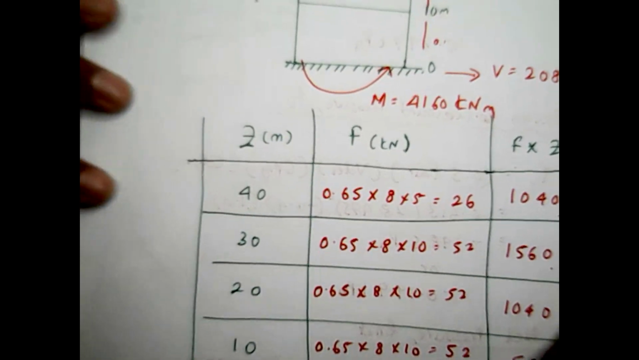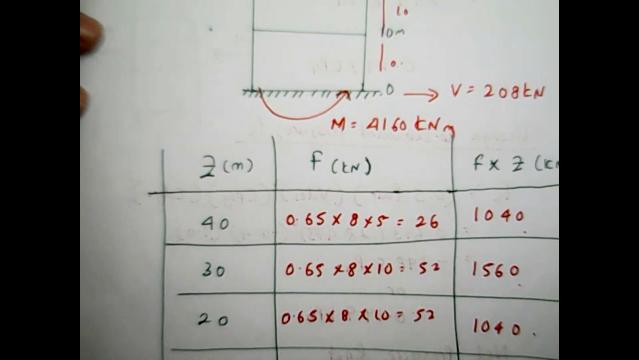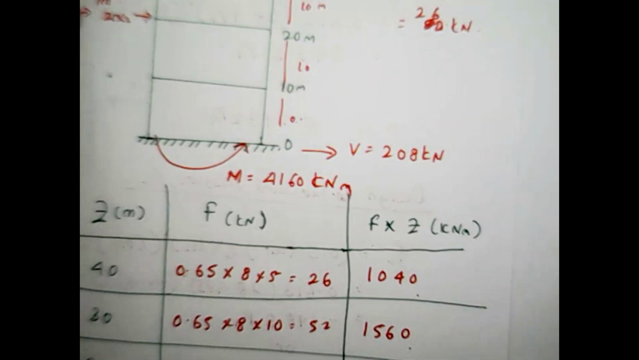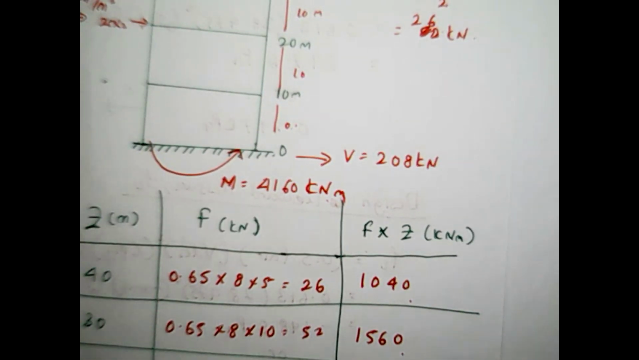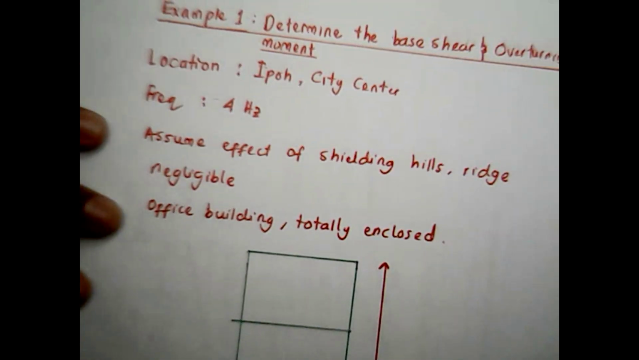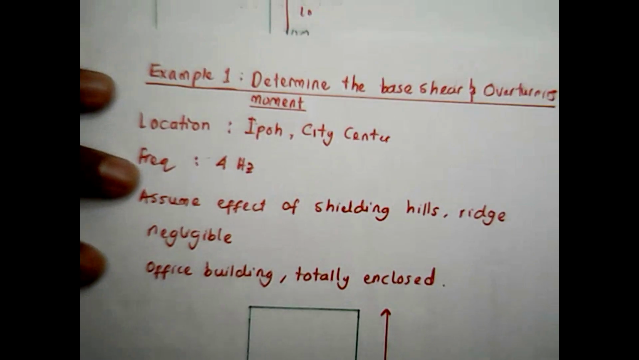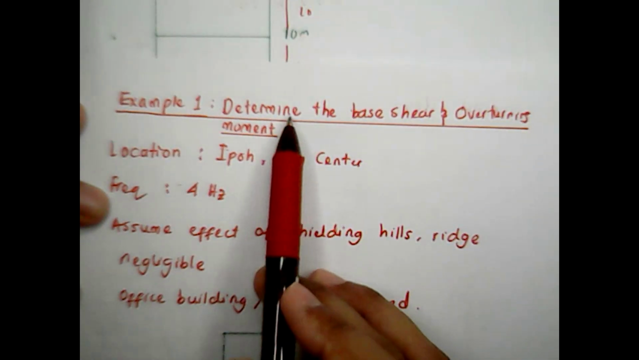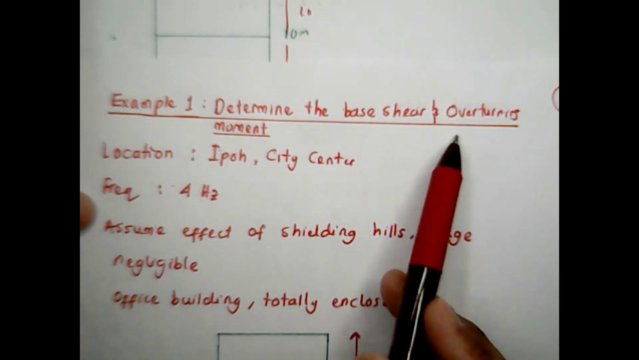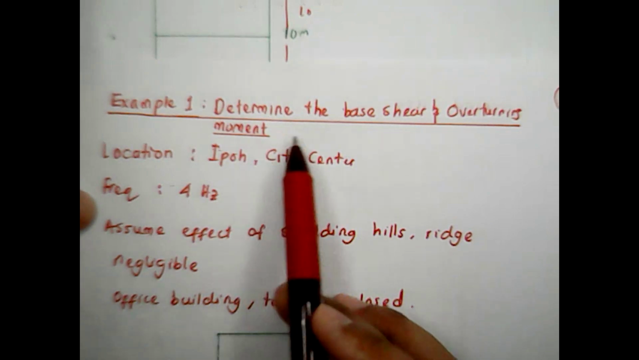So this completes the examples for wind loading. We now know what is the design wind pressure, and we now know how to determine the base shear and overturning moment.